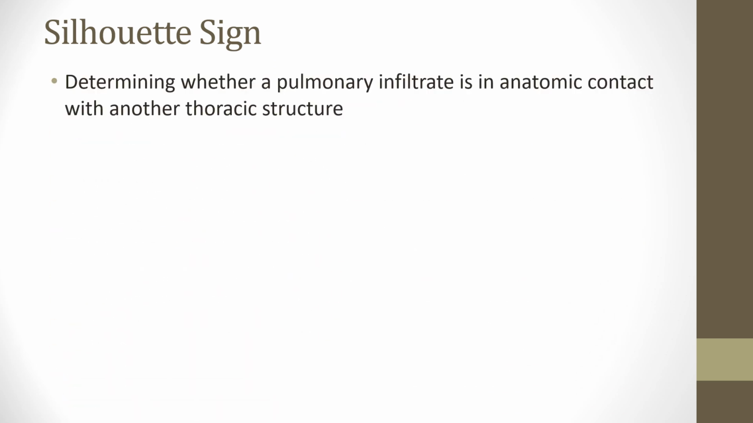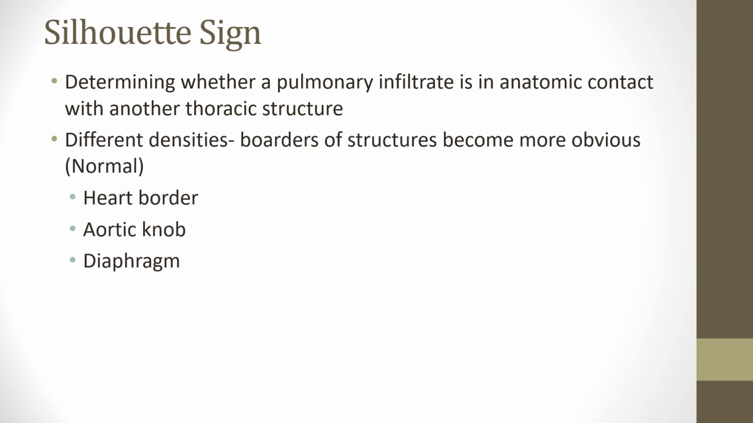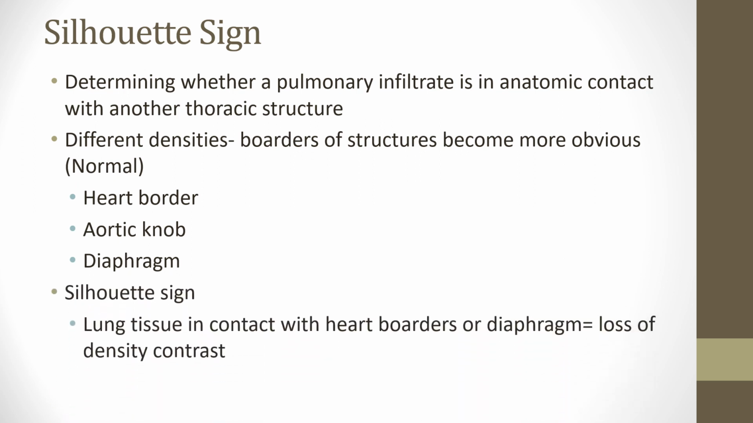The silhouette sign is where you're looking at whether the infiltrate is in contact with another structure. That's why we talked about that with the right middle lobe versus the right lower lobe. Different densities will become more obvious than normal. So the heart border, the aortic knob, the diaphragm, when we have a silhouette sign, that means the lung tissue is in contact with the heart border or diaphragm, which means we lose density or contrast. So the right middle lobe is in contact with the right ventricle, the heart, and that's why we did not have that clear delineation in that previous x-ray. So that was technically a silhouette sign.